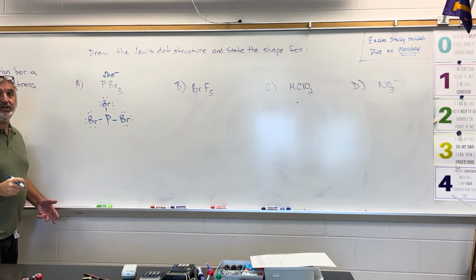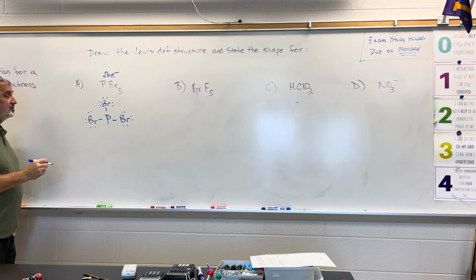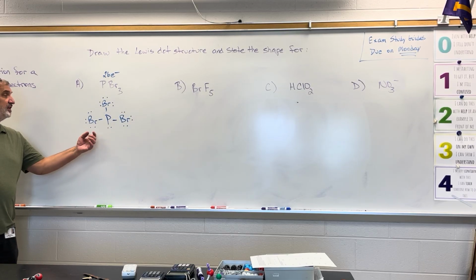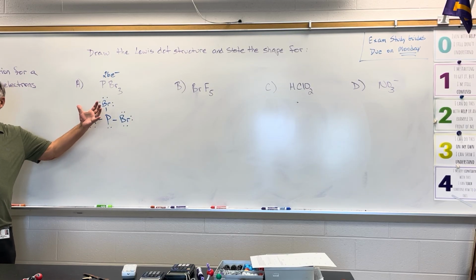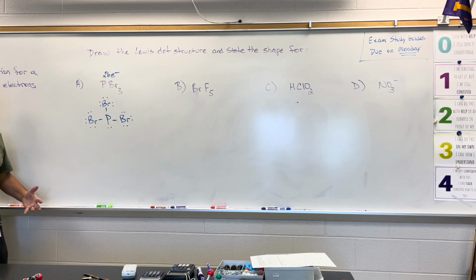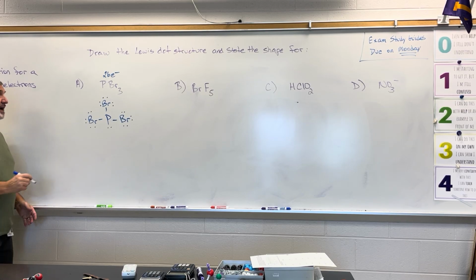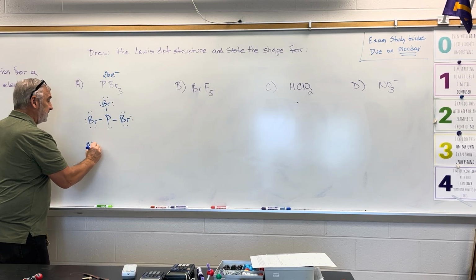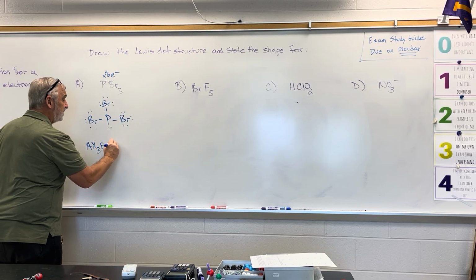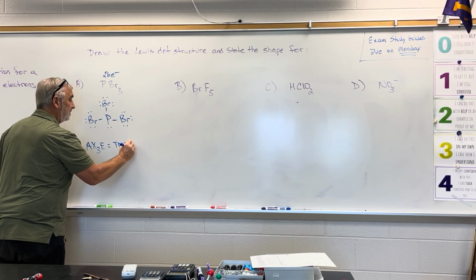So where do extra electrons go? Central atom always. We don't need to form any double bonds or anything. We just put it there. Everything's got its 8. If it ain't broke, don't fix it. Okay? So what's my AX formula going to be for this? AX3E. So the shape is going to be trigonal pyramidal.